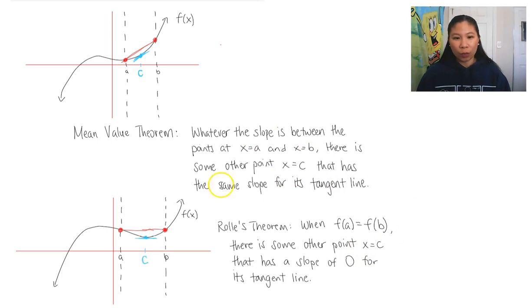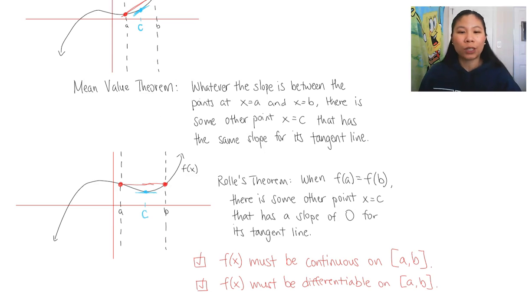So same thing with the mean value theorem. Whatever the slope is between A and B, the derivative has to be set equal to that in order to figure out what number c is. I also wanted to point out 2 rules that have to hold before you can use the mean value theorem and Rolle's theorem. Those 2 rules are that the function f of x must be continuous on that interval from a to b. So whatever the given interval is, it has to be continuous there.